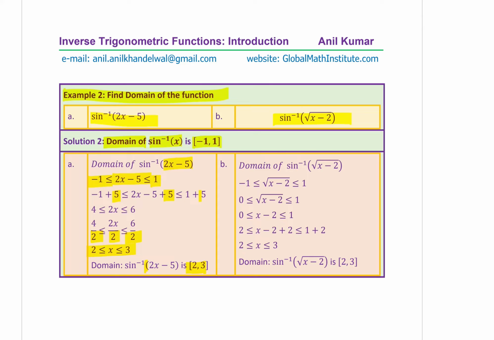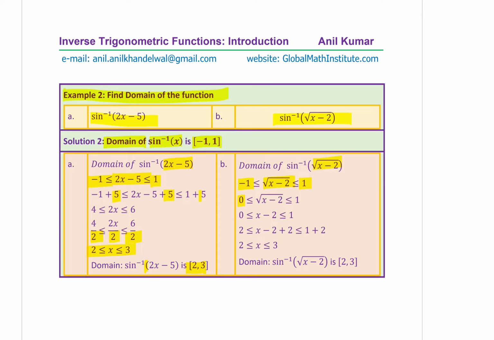Perfect. Now let's see, how do we solve an inequality involving square root? Now sine inverse of square root of x minus 2. That means square root of x minus 2 should be between minus 1 and plus 1. To solve for it, we know the square root is always positive, so we can write this as greater than or equal to 0. So that becomes our lower end.